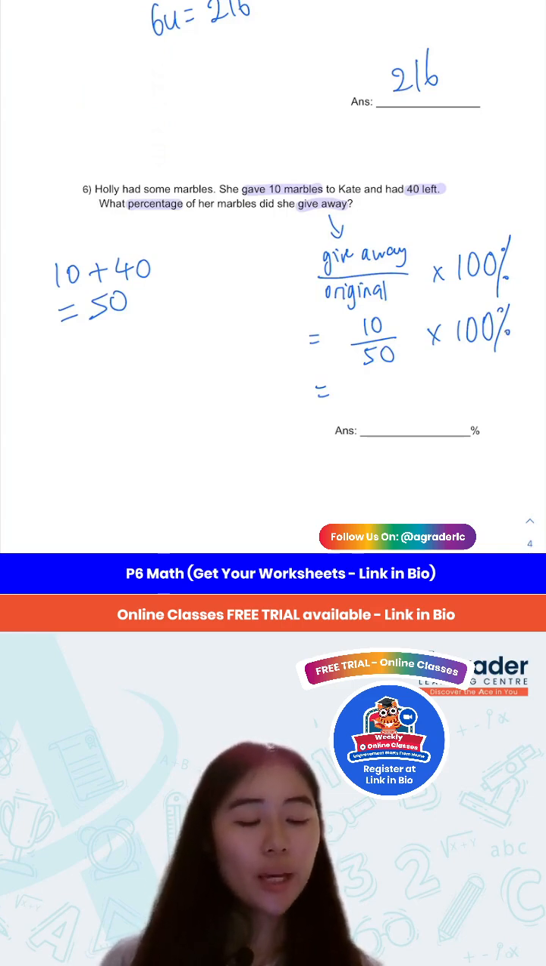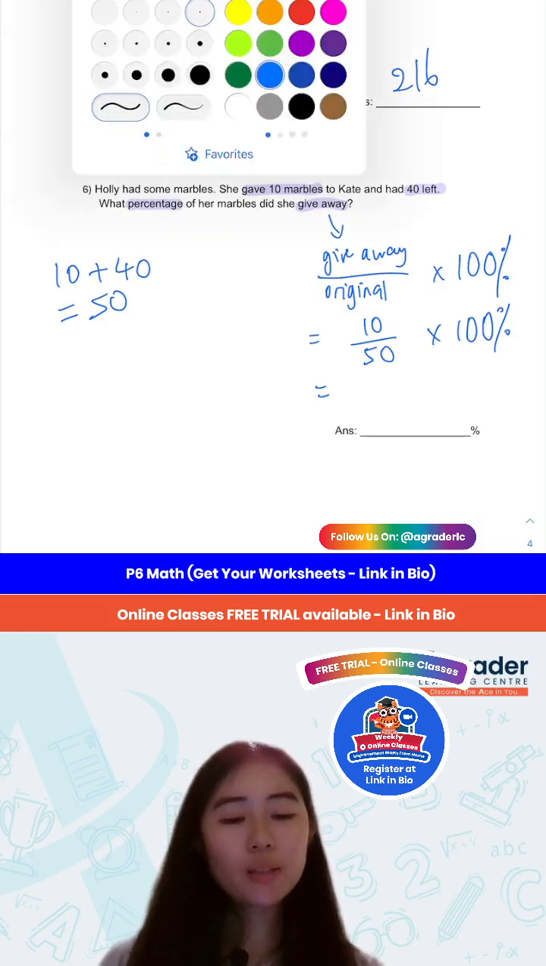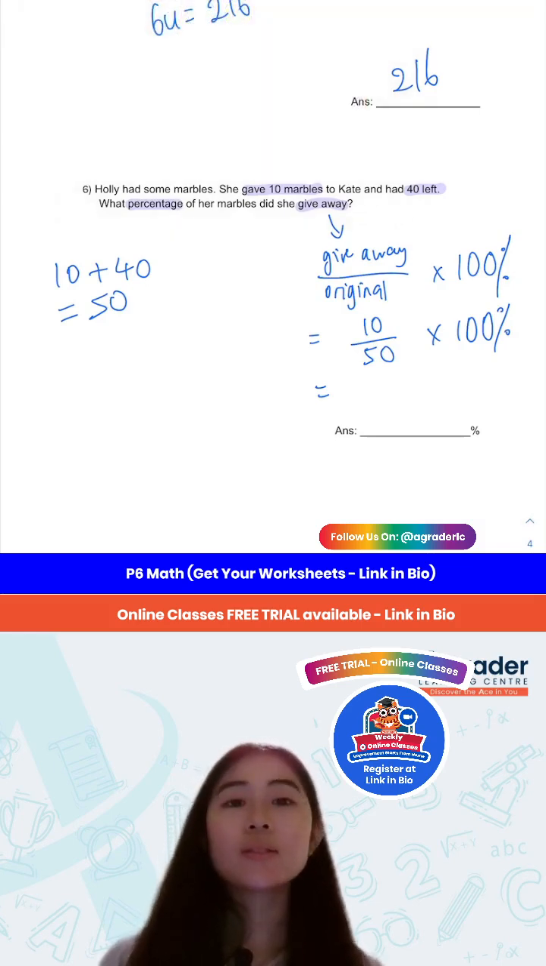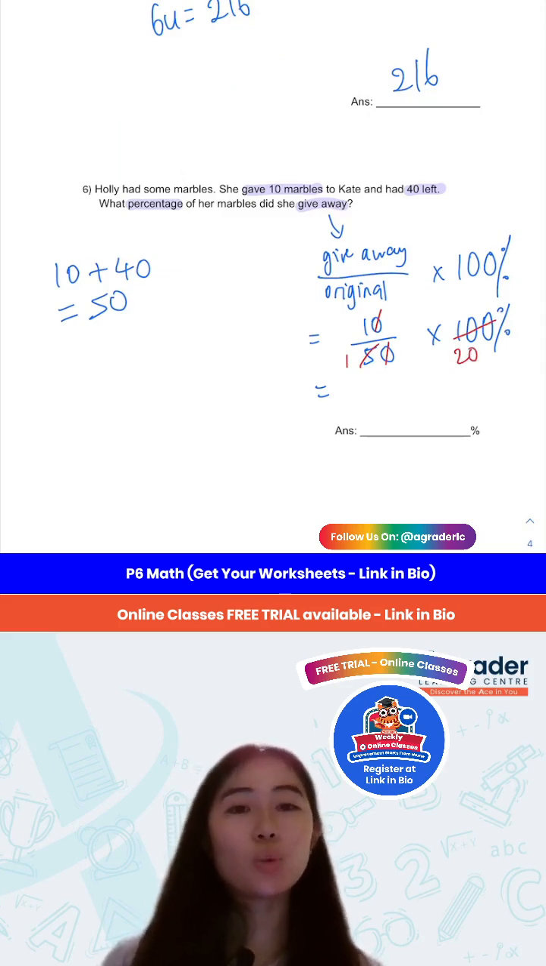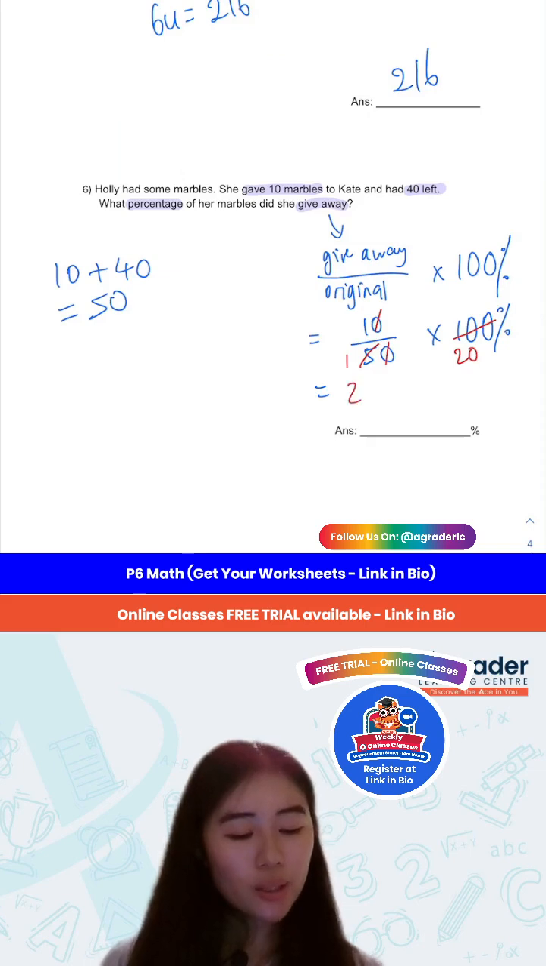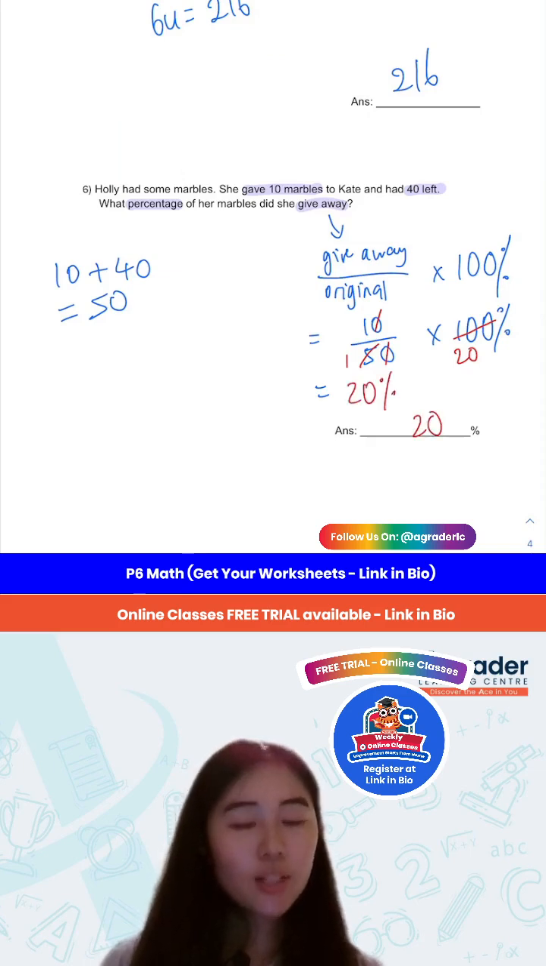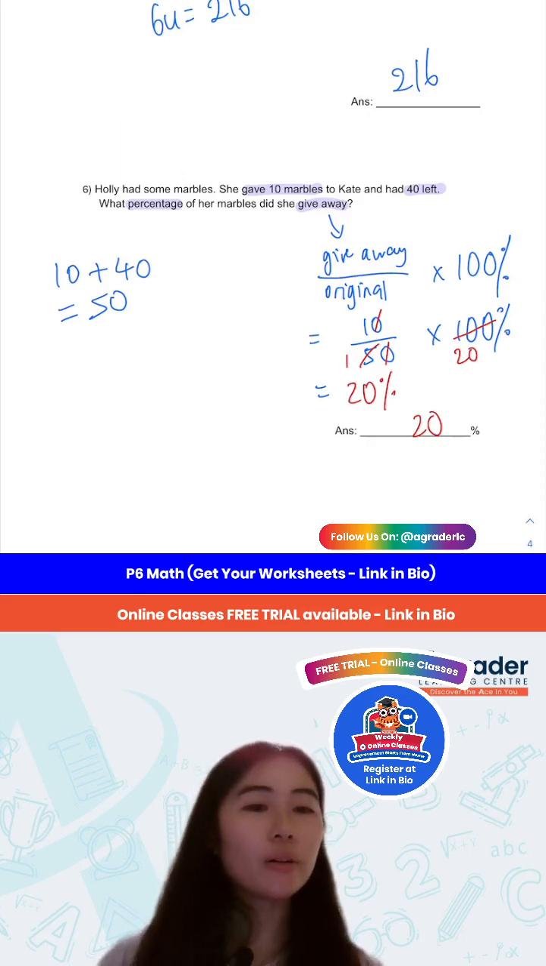So how do you times this? You can cross cancel. I cancel the 0 first. Then after that, I can also cancel the 5 and the 100. So in the end you only have a 20. Okay, so 20 is the answer. That's 20%. I think all of you got it correct, right?